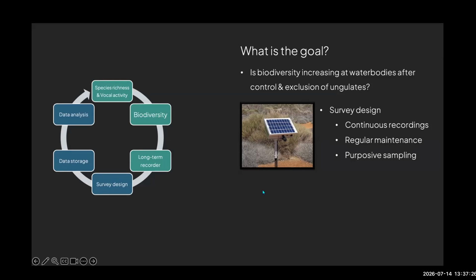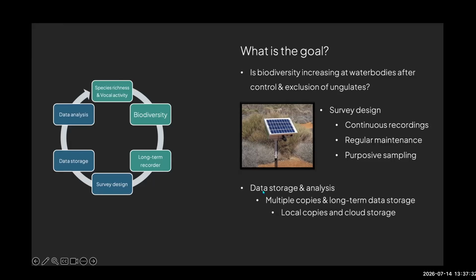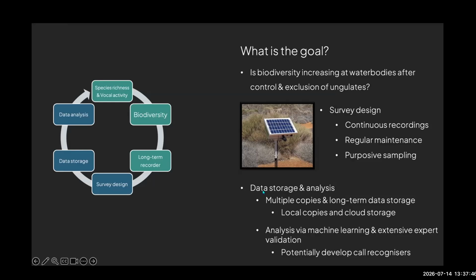And in this case, we're using purposive sampling because we are interested in particular water bodies. We want to make sure that we have multiple copies and that long-term data storage is given. So we create local copies as well as, in our case, using EcoSounds for cloud storage. And then we're analyzing the audio data by machine learning and have extensive expert validation to make sure that those detections are actually true detections. And then, potentially develop call recognizers for particular species to make sure that future audio data that we're getting is going to be more effectively and quickly analyzed.